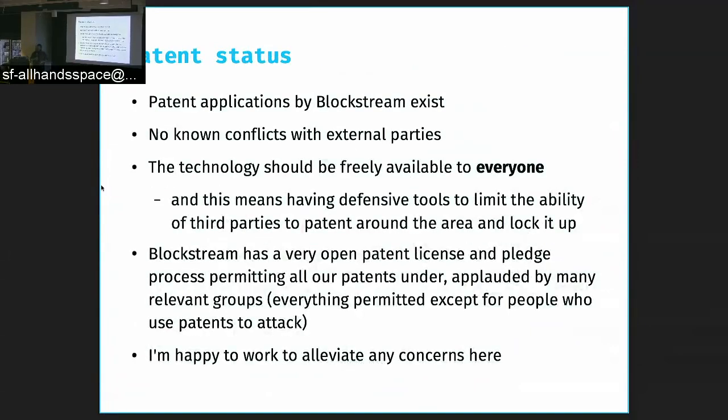So I should mention about patents. I've patented the techniques, many of the optimizations in the confidential transactions with the explicit, intentional, and very loudly stated goal of using the patents to prevent other people from patenting the stuff, right? So Blockstream has a very open patent policy that is purely defensive. It's been applauded by many groups, including the EFF. If it's not good enough for someone, I want to know about it.